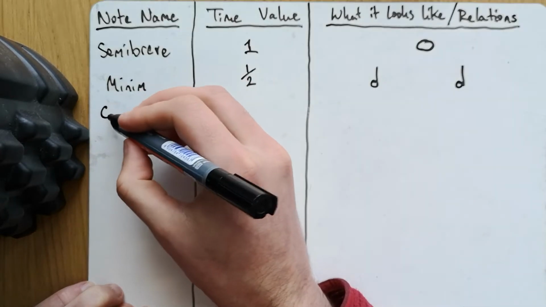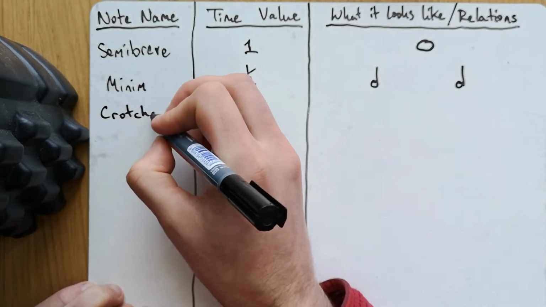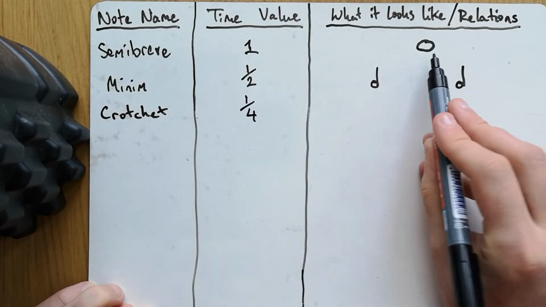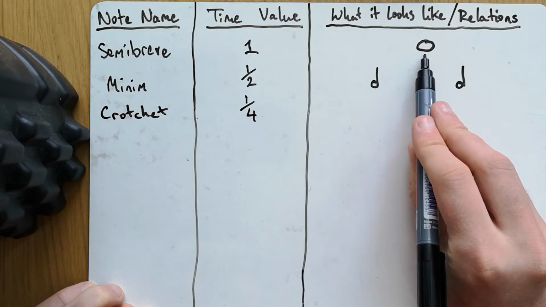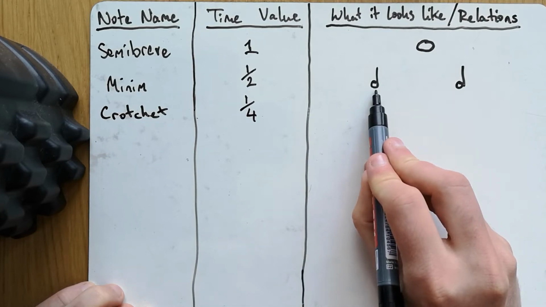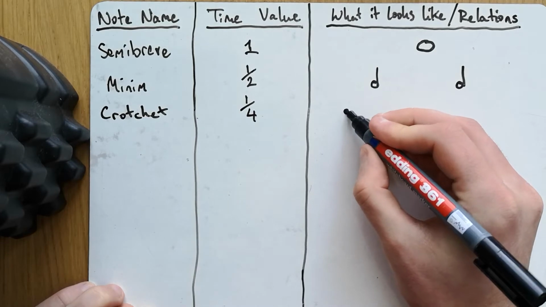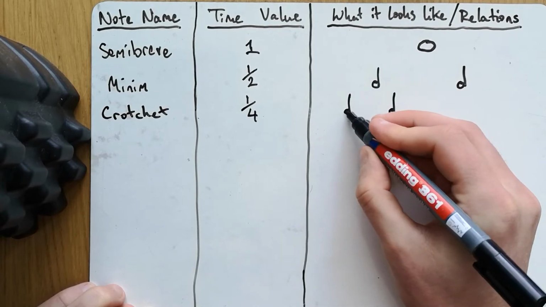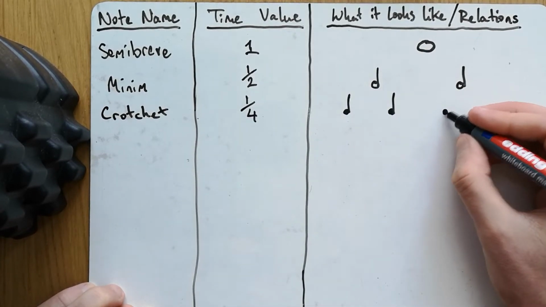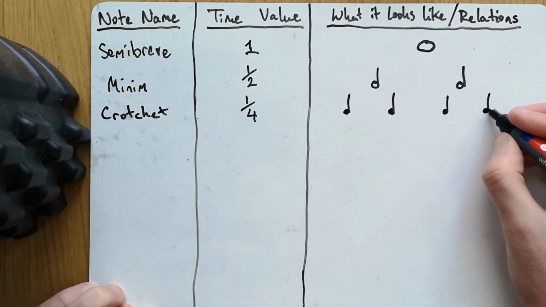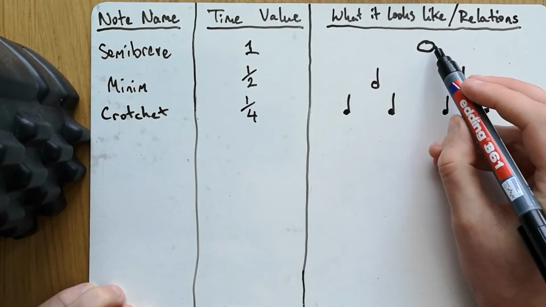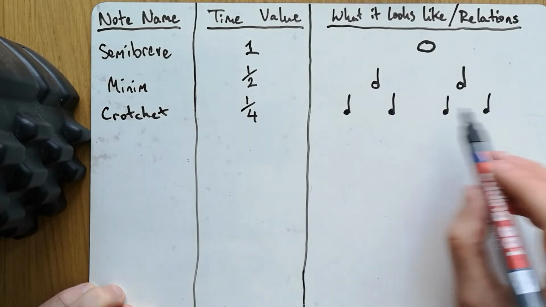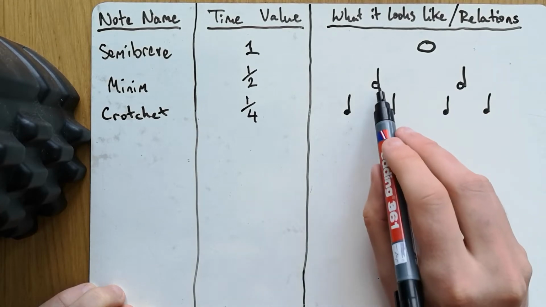The next one we're going to look at is the crotchet. Now the crotchet, time value is a quarter. So there are going to be 4 of them in the space of time of this. Okay, so 2 crotchets will make up this, 4 crotchets will make up this. So crotchets look like this, a little black circle with a line coming off of it. Okay, so we've got a semi-breve as 1, minims are a half, so 2 of them make up our 1, crotchets are quarters, 4 of them make up our 1, 2 of them make up our half.